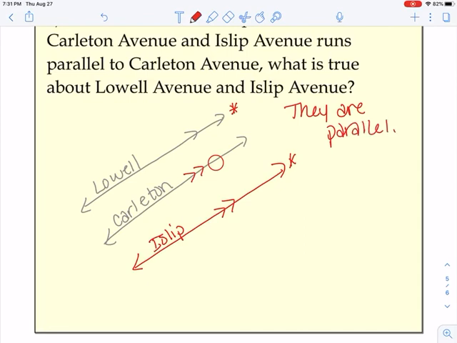Okay, again, it kind of seems obvious, but sometimes the obvious is going to be the key to figuring some problems out as we get later in these chapters.